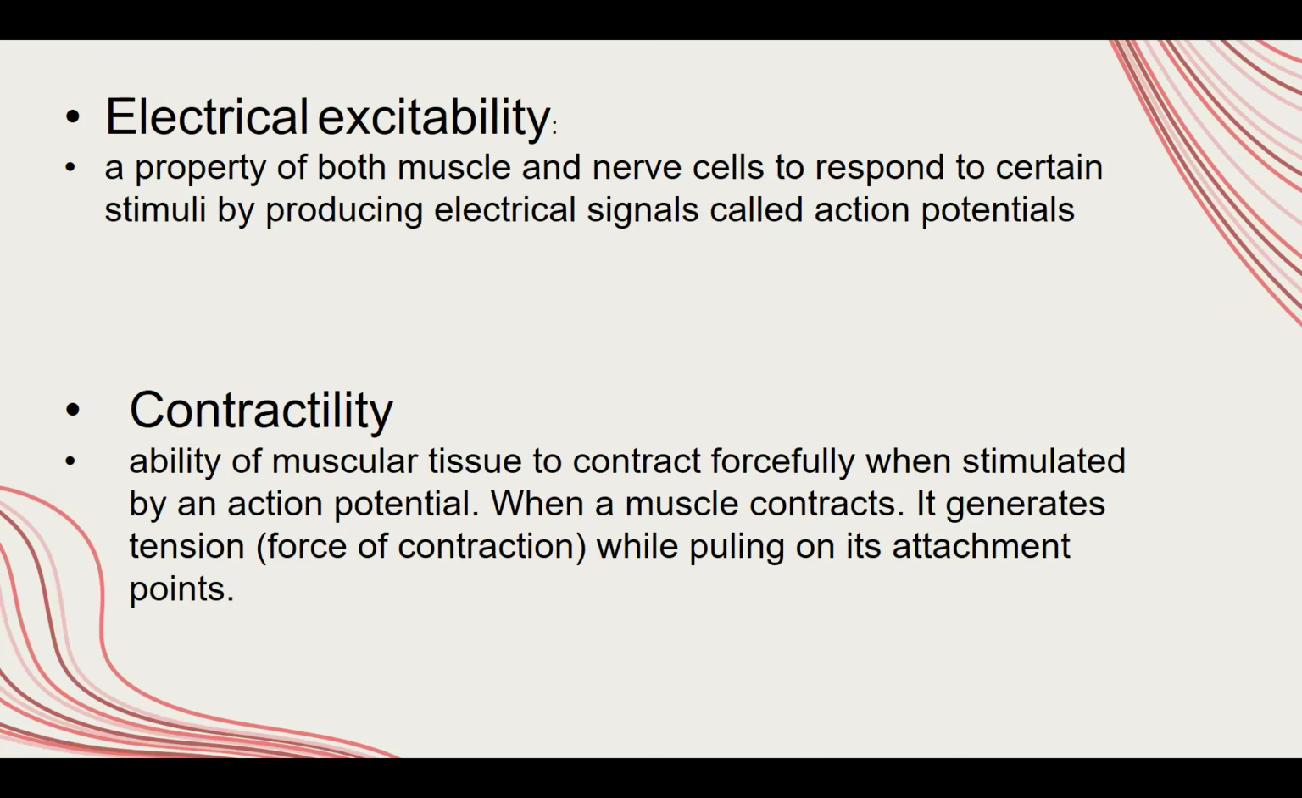So the muscles have electrical excitability, and then contractility. Contractility is basically the ability of muscle tissue to contract forcefully when stimulated by an action potential. When the muscle contracts, it generates tension, a force of contraction, while pulling on its attachment point.